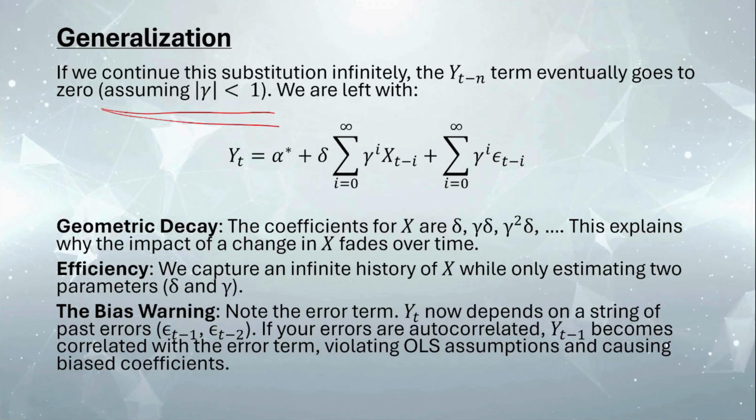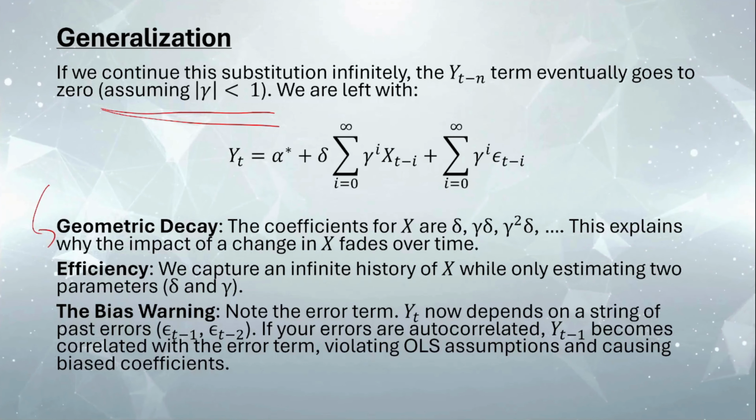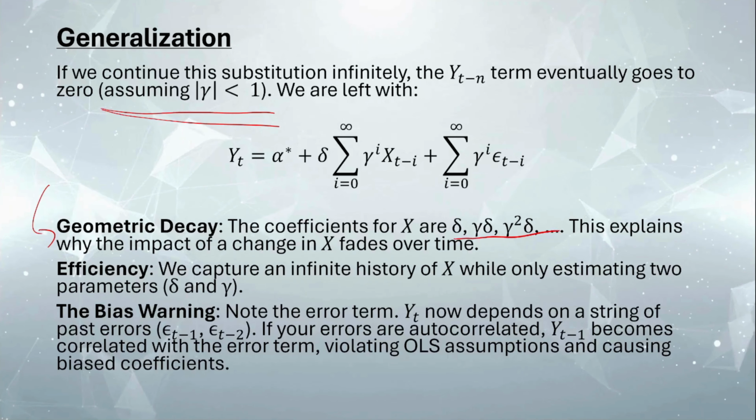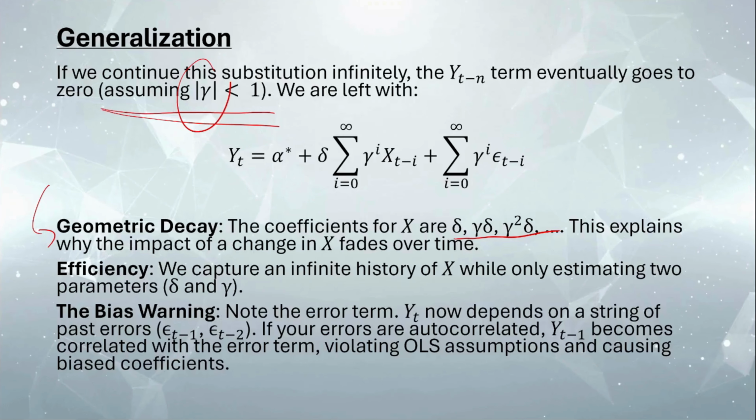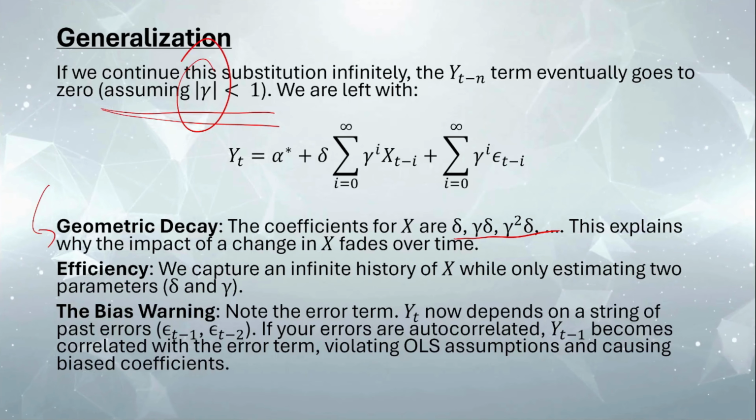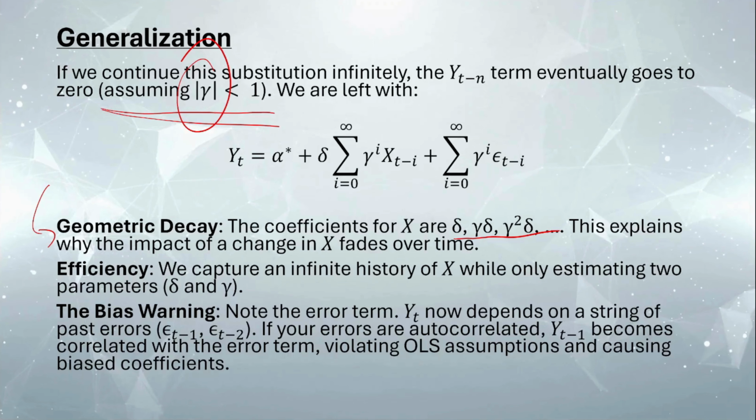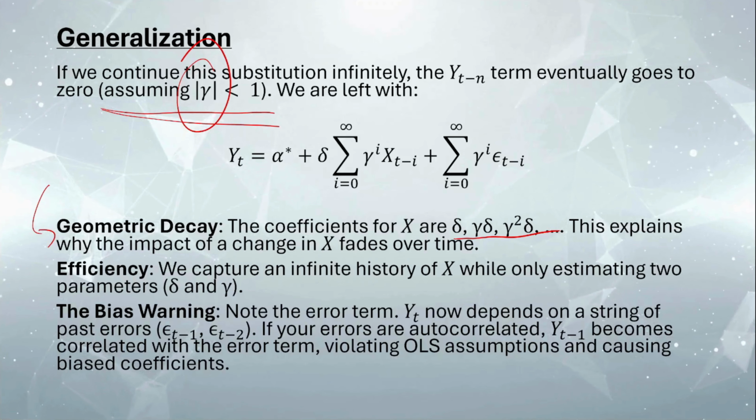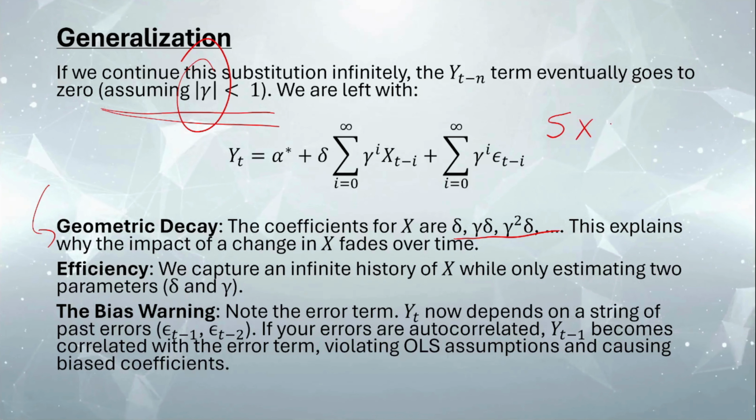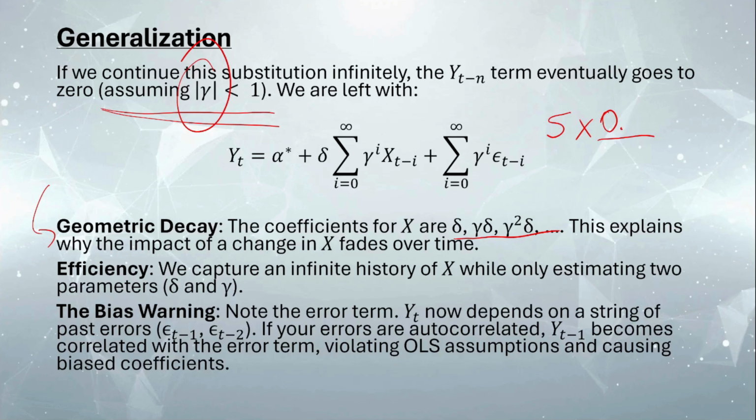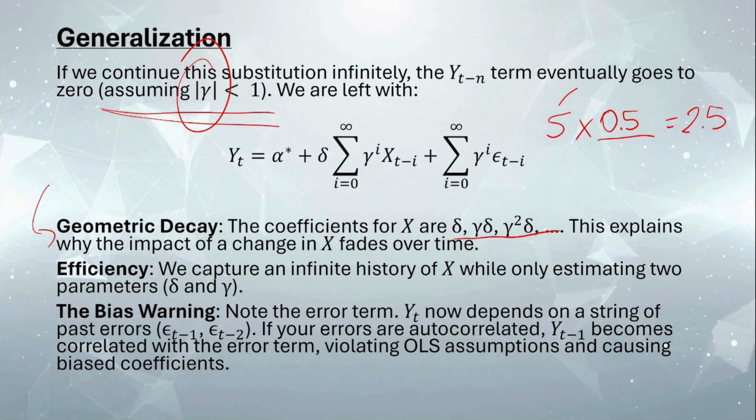So just think, this part here, the geometric decay. So the coefficients for x are actually this. So this explains why the impact of a change in x fades over time. So remember we said that gamma is between -1 and 1, right? So it means that it's always less than 1. It's like 0.2, 0.3. So when you take something and multiply it with something less than 1, say for example you have 5 and you multiply by something less than 1, like half of that, it's like 2.5, right? So 5 becomes 2.5, which is smaller.